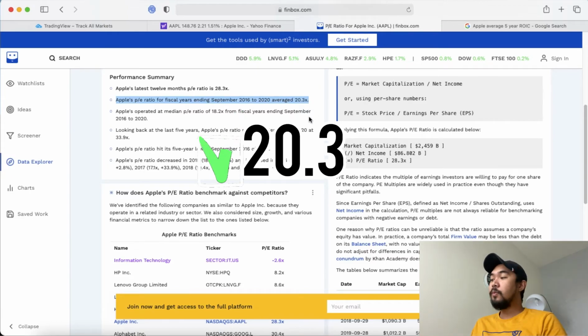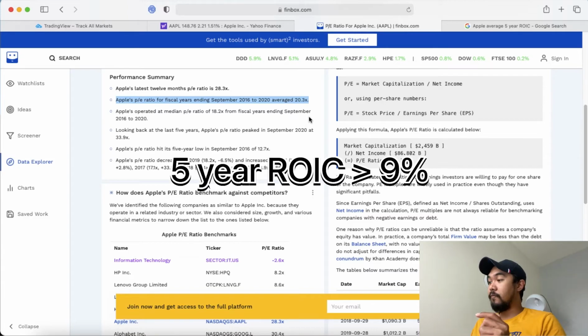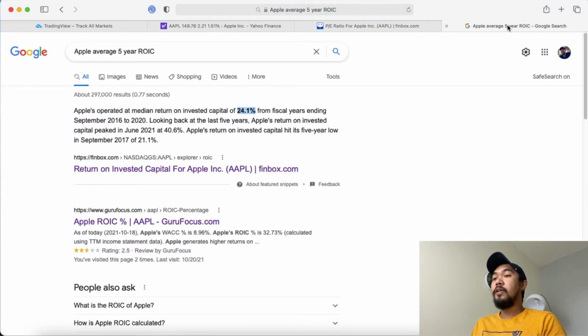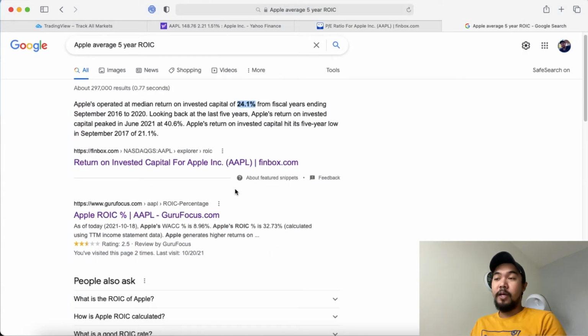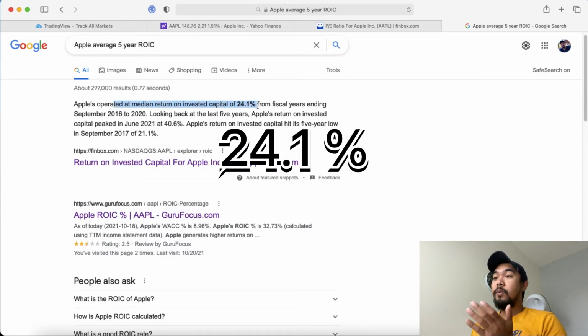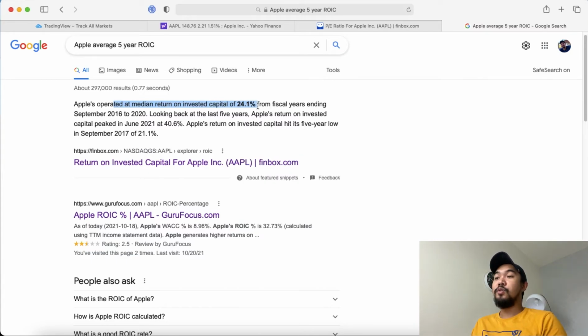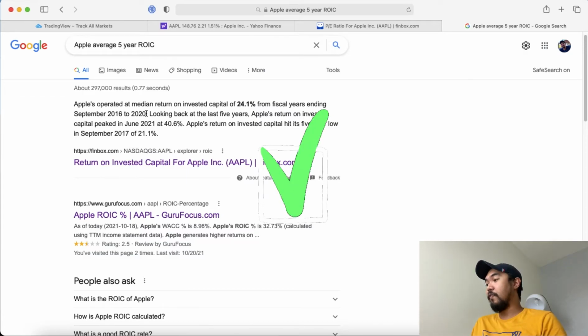The second one from the 8 pillars is that the 5-year return on invested capital should be more than 9%. I already have it here in Finbox. Apple's operated at a median return on invested capital of 24.1% from fiscal years ending 2016 to 2020. So it's a check mark there again. We're above 9%.